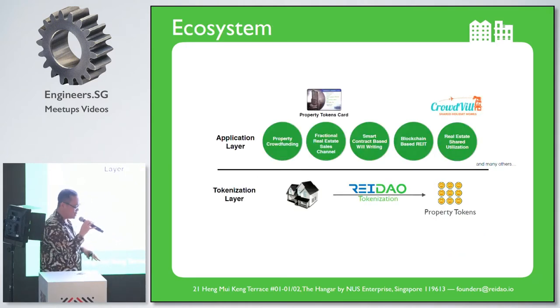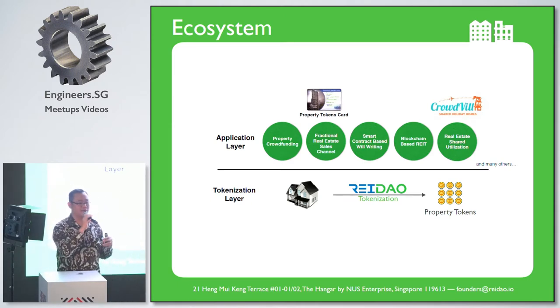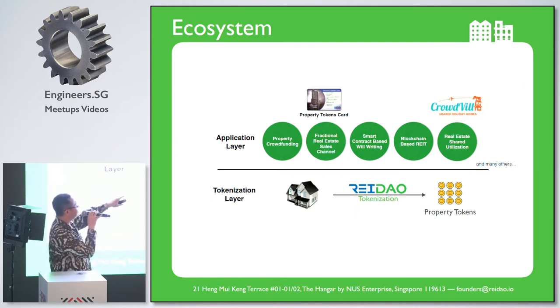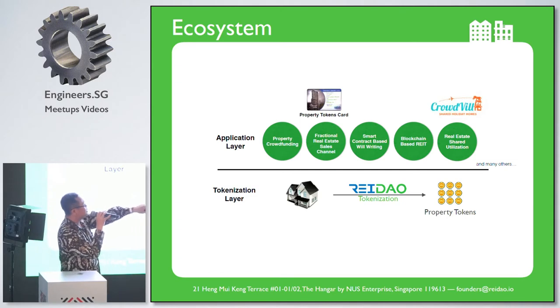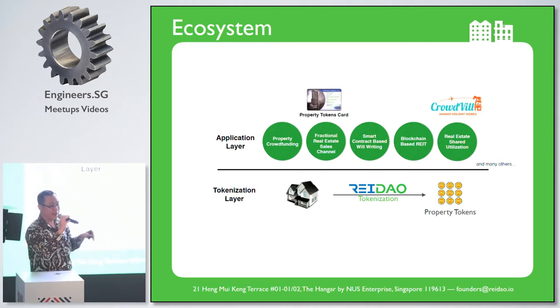Now, when we mention tokenization, many of us usually come to the first conclusion of the use case, which is property crowdfunding and investment. Of course, that is a valid use case, and that's what we're building towards for now. But we would rather see it as a building block for a lot of other applications. As soon as we tokenize a property and have tokens that represent that property, these tokens can then be used in all other Ethereum-based applications. One example, of course, is property crowdfunding, which is pretty straightforward.